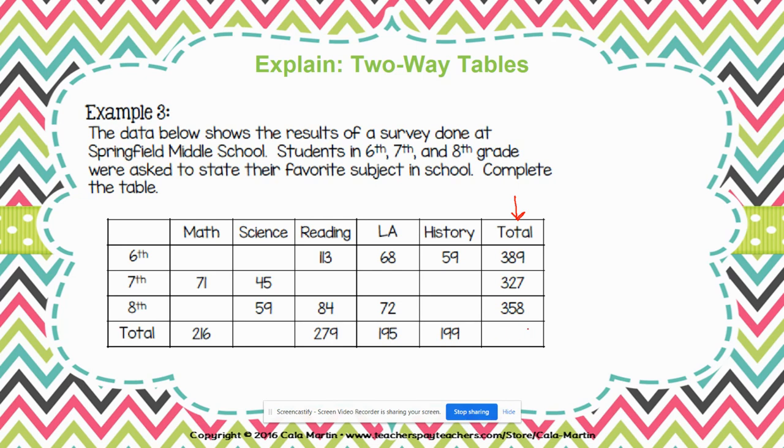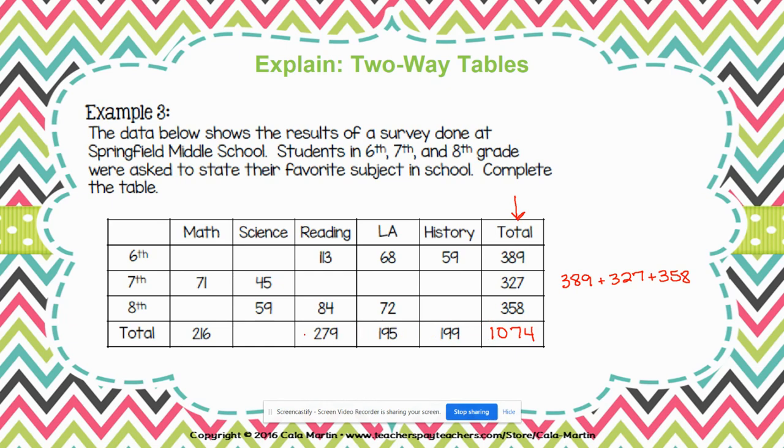This box right here is asking me for the total that were surveyed. Well, if I know all of these were 6th, 7th, and 8th graders that were surveyed, to figure out this one, I would do 389 plus 327 plus 358. And when I do that, I get 1,074. So my total here is 1,074. And then from there, I'm going to do the same thing. I'm going to look at what I'm left with and what I can do with this 1,074. I know that I have a total of 1,074 students.